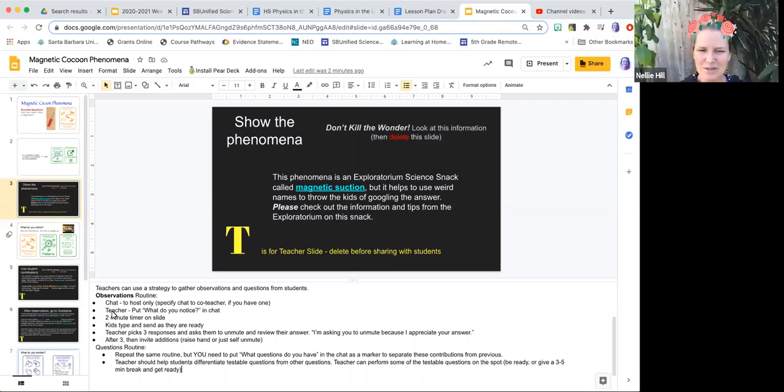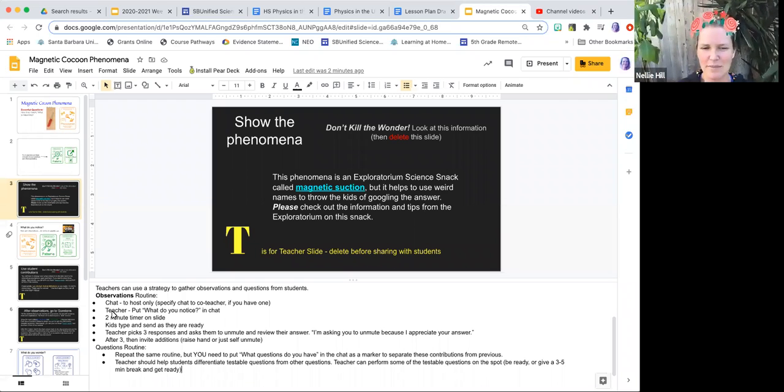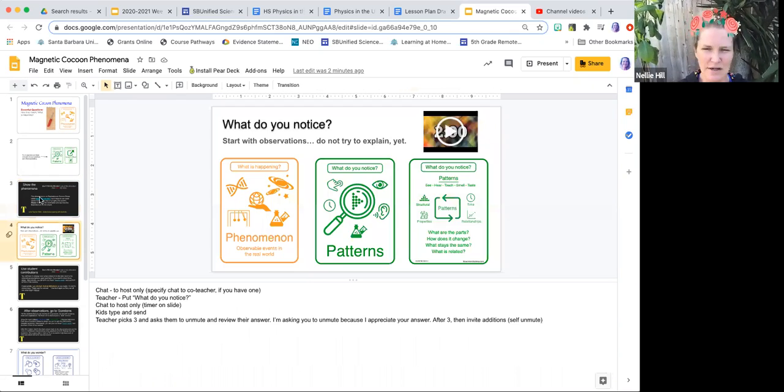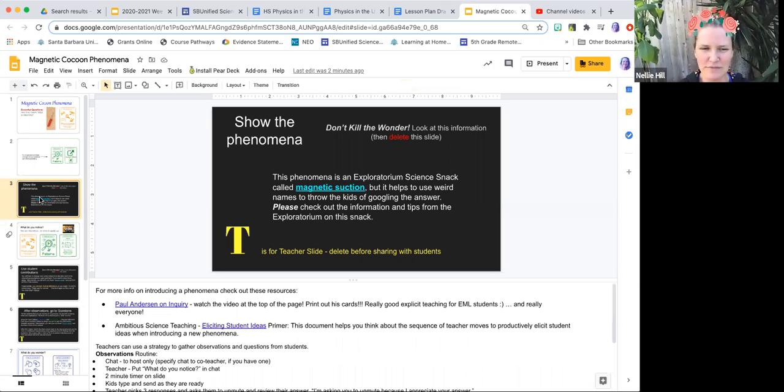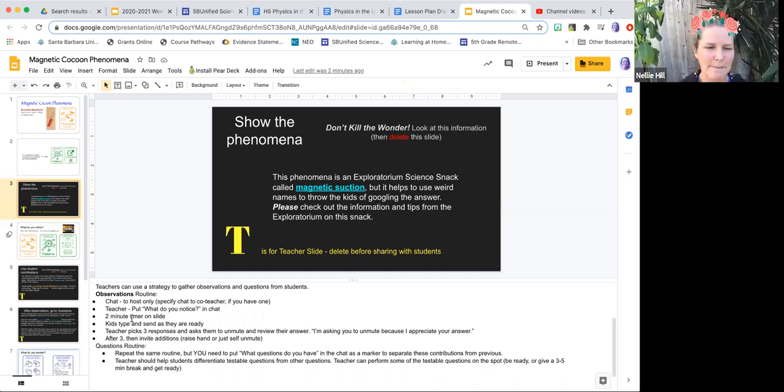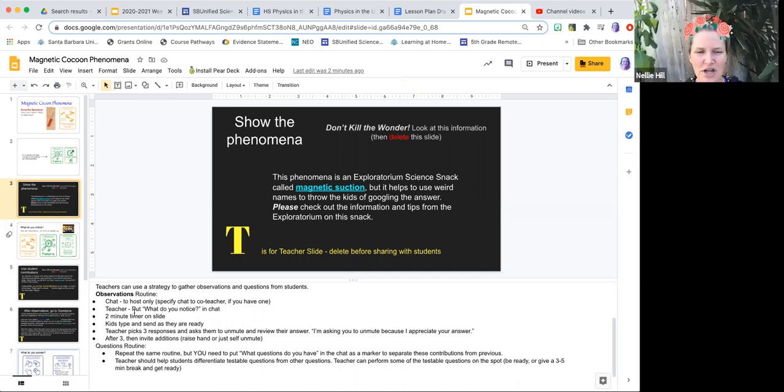And the teacher types into the chat, what do you notice? It's really valuable, if you're looking back through the chat record, to have that "what do you notice" as a marker in there. Put a 2-minute timer on the slide, which I've done. You can see on this next slide, I put a 2-minute timer on there. You could give 3 minutes, especially if it's the first time or if that's not enough time for your class. But have them write what they notice in the chat.